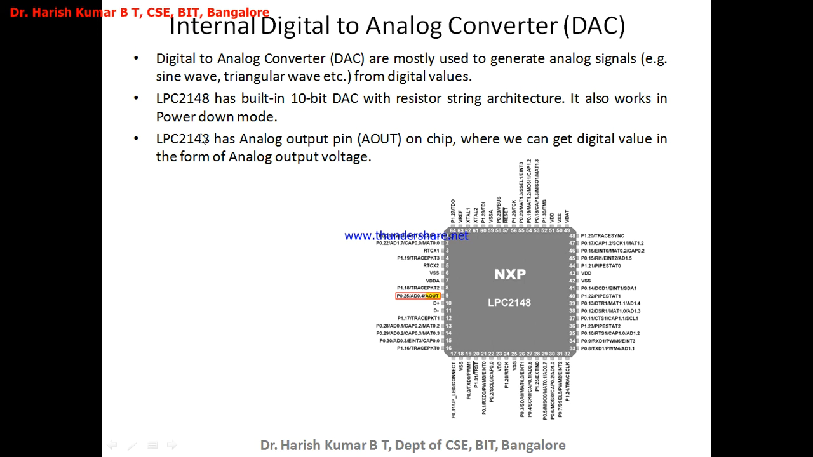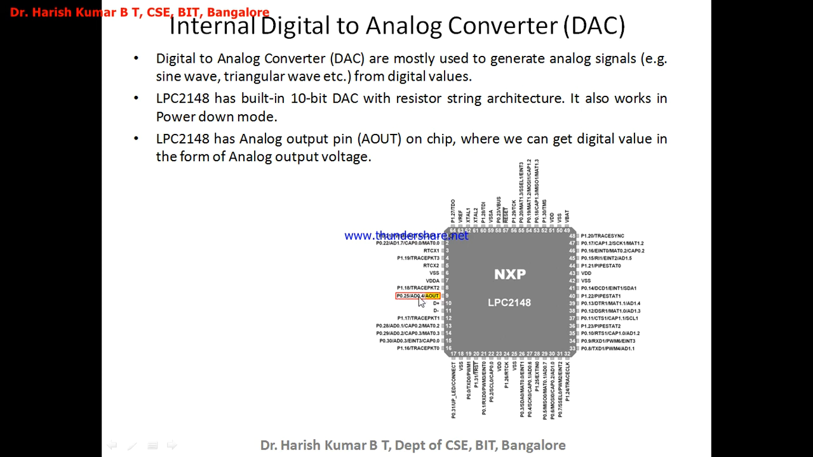Later you'll understand that. Now LPC2148 has an analog output pin, AOUT, on chip. In order to take out the analog output from LPC2148, there is an analog output pin. As I told, 64 pins are there in LPC2148. Among the 64 pins, one pin is an analog output pin named AOUT. This is the pin marked in red. You can see here P0.25. It is AOUT, the analog output pin.